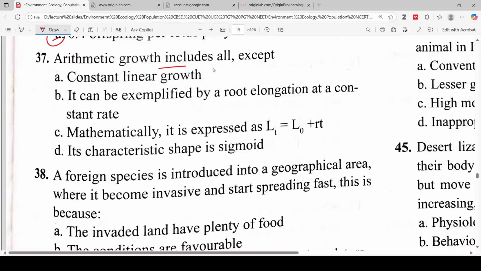Arithmetic growth includes all except constant linear growth. It can be exemplified by root elongation at a constant rate. Mathematically, it is expressed as L, and its characteristic shape is sigmoid. So the correct answer is option D.